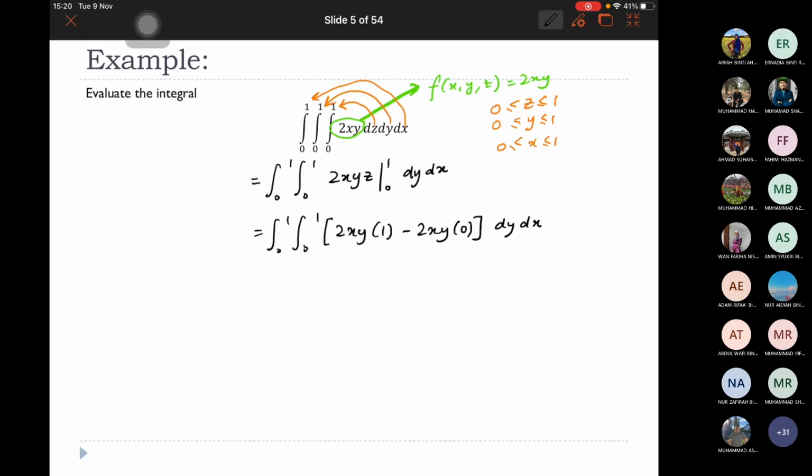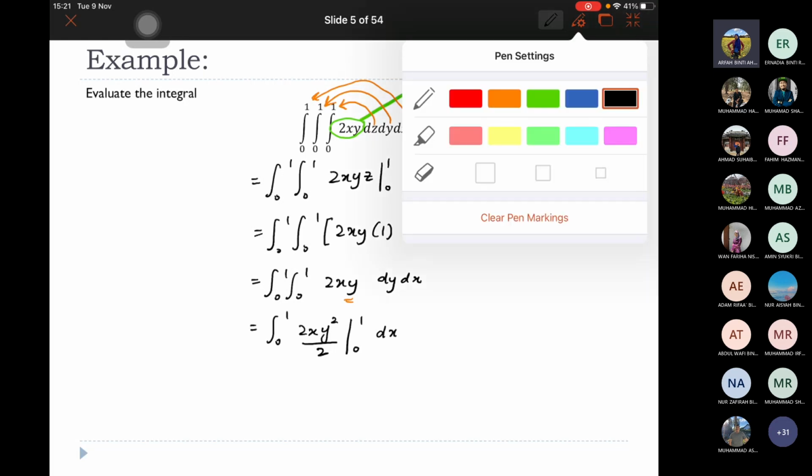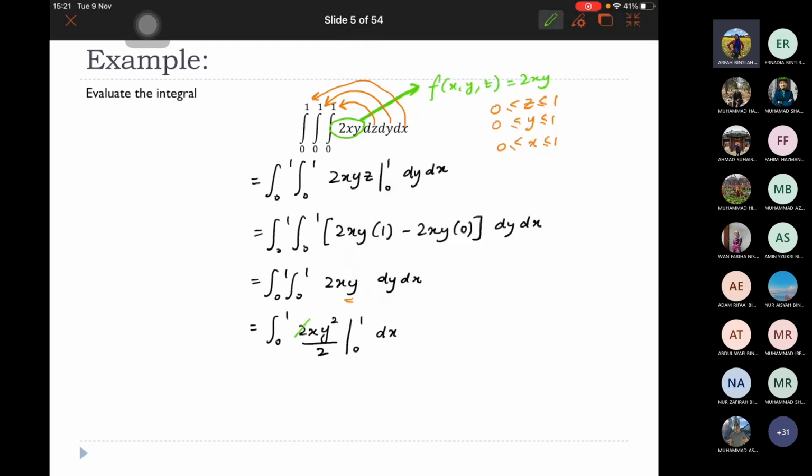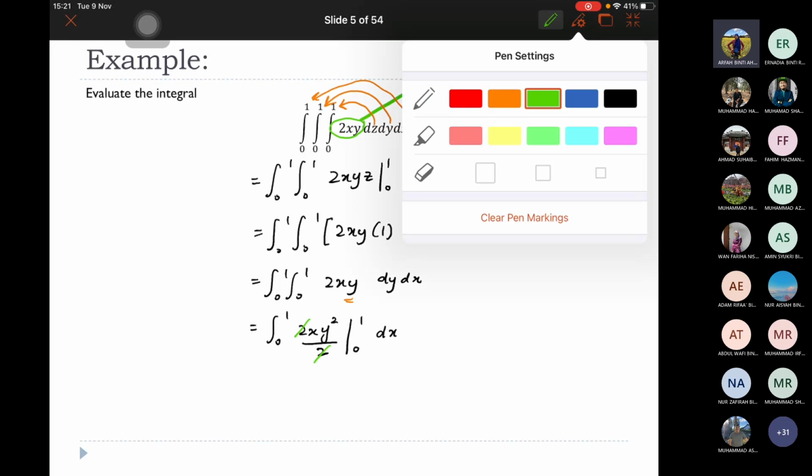Okay. So from here akan dapat integral 0 to 1, 0 to 1, 2xy dy dx. Sama dengan integrate daripada 0 kepada 1, 2x. So ada y to the power of 1 dekat sini, so dia akan jadi 2x y kuasa 2 per 2, 0 sampai 1 dx. 2 tu sebenarnya nak keluarkan awal-awal pun boleh. Tapi saya malas nak keluarkan, so I just put it over there. So we can eliminate 2 over here.